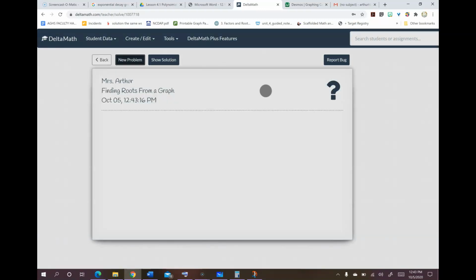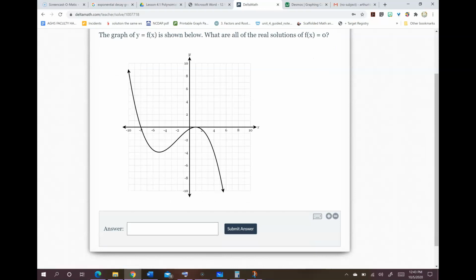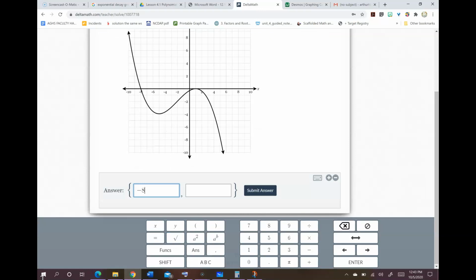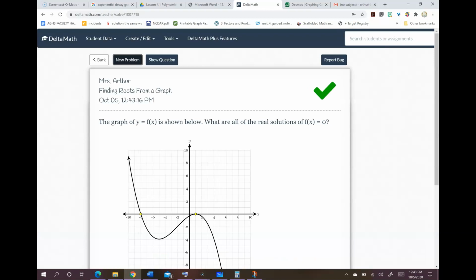All right, let's do another one. So how many times does this touch or cross the x-axis? I got one spot right here, and I got one spot right there. So I have 2. So I'm going to hit the plus sign and get my 2. One solution is -8. And the other solution is +1. Okay? And that's all you do for that. So that's going to be it for x and y intercepts. We're going to come back and talk about degrees.